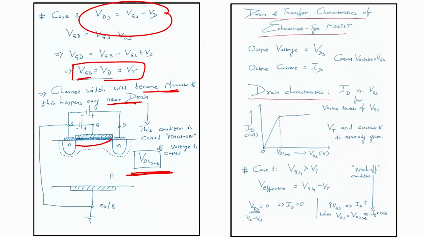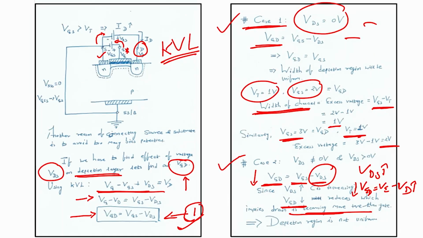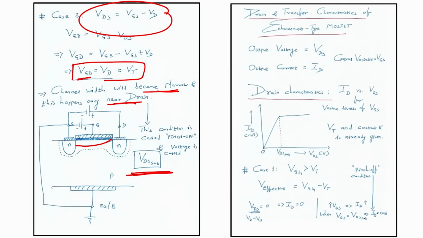So, we have seen 3 different cases. Case 1 was VDS equals 0, right. The second case was VDS greater than 0. The third case is VDS equals VGS minus Vt. Now, if I want to understand the drain and transfer characteristics of an enhancement type MOSFET, let us see.